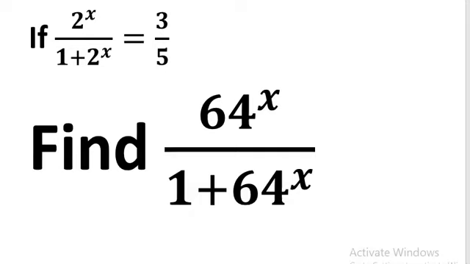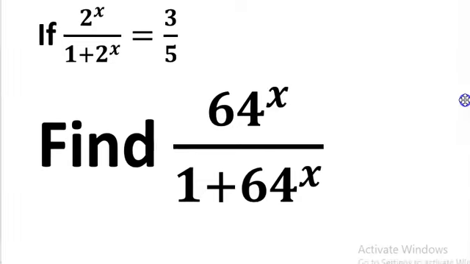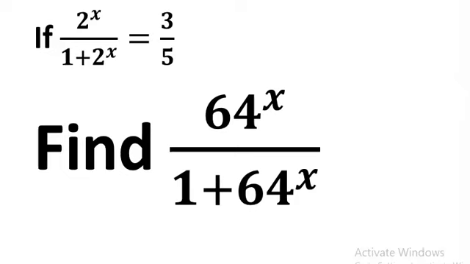Welcome to Otisam Mathematics. In this video, if 2 to the power x over 1 plus 2 to the power x is equal to 3/5, we are to find 64 raised to the power x over 1 plus 64 raised to the power x. Okay, let's see how we are going to do this.